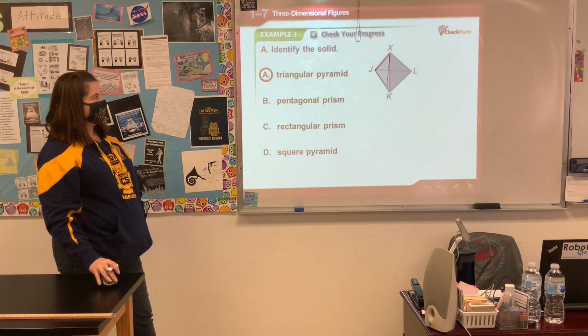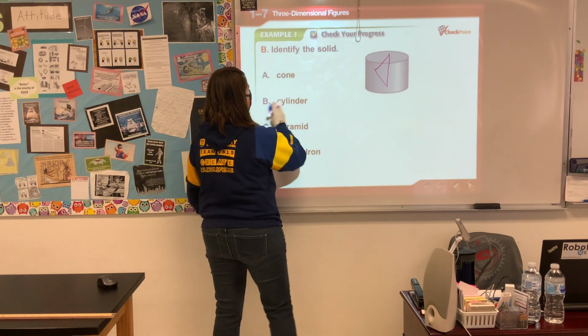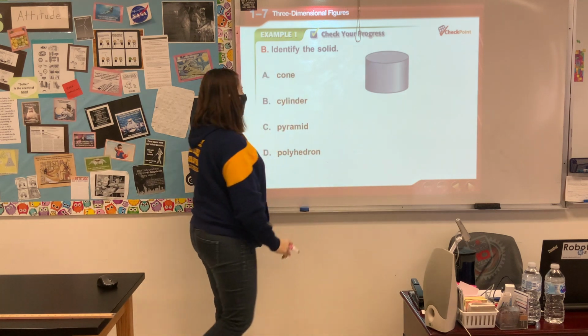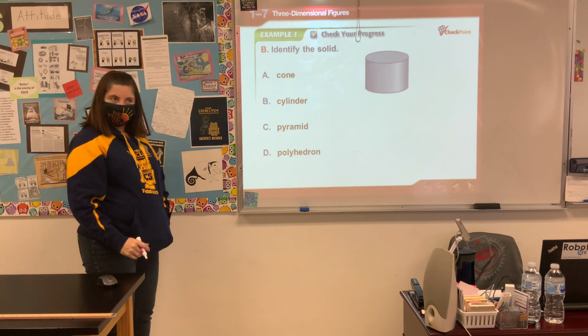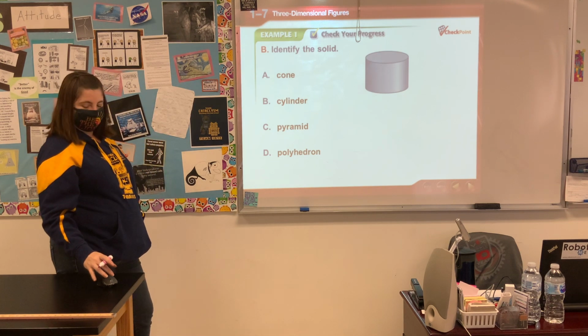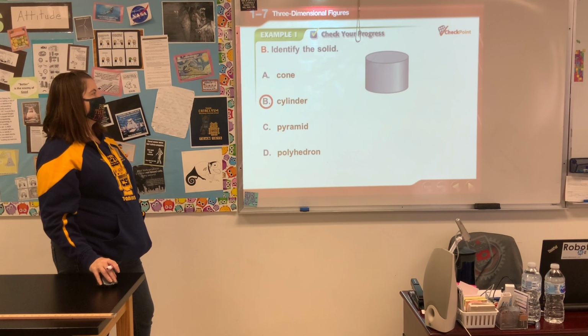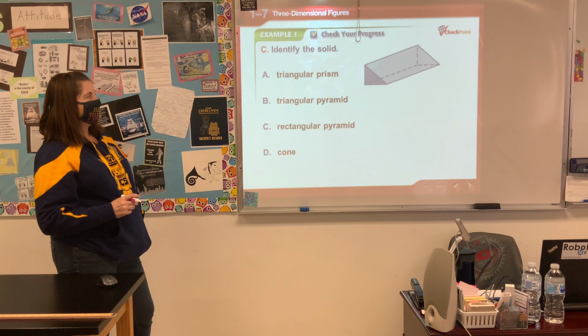Okay, how about this one? Is this a polyhedron? No. I have a curved surface. Not gonna happen. Cylinder. Okay, because I don't have things meeting at a particular vertex. How about this one? Rectangle. Awesome.